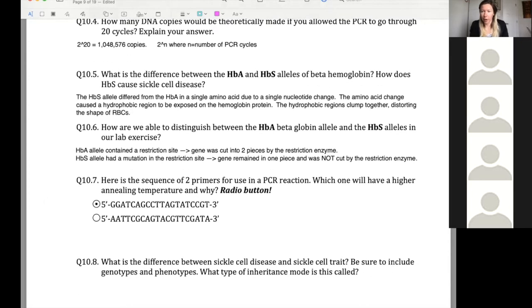Single nucleotide polymorphism. Thank you, Alex. Yeah, I'll put that in a little text box up here. So the type of mutation in the HBS allele is a single nucleotide polymorphism, also called an SNP or a SNP.